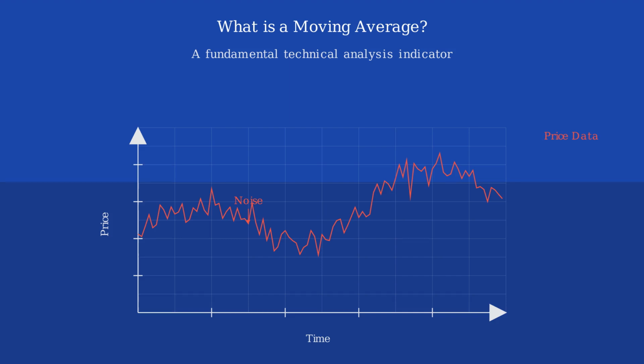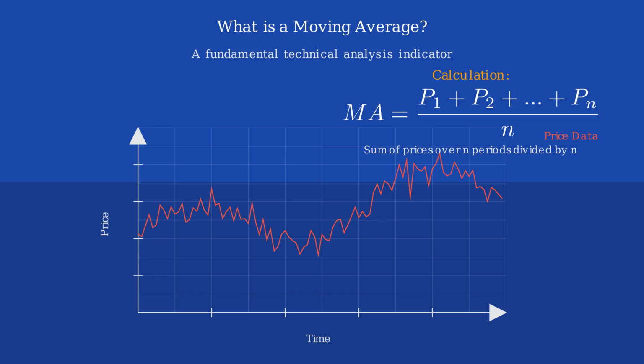trend. A moving average is calculated by taking the average of a stock's price over a specific number of time periods. This creates a smoother line that filters out short-term fluctuations and helps traders identify the underlying trend direction.